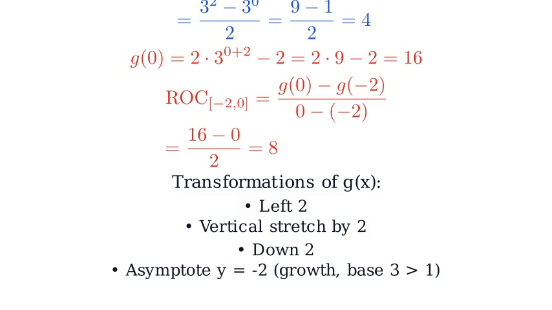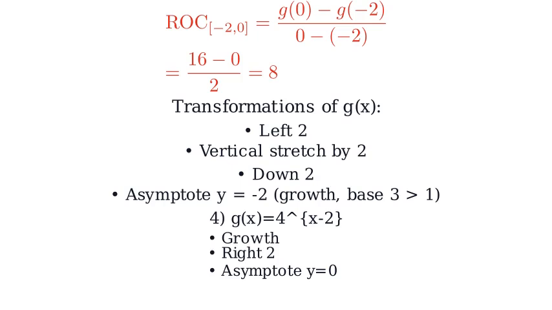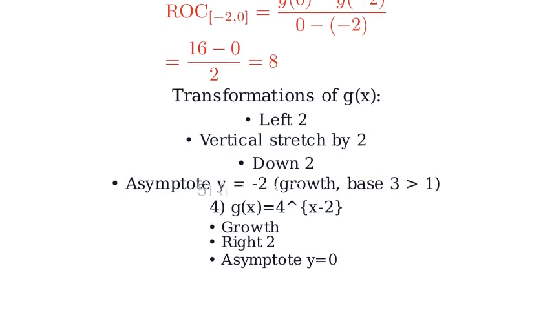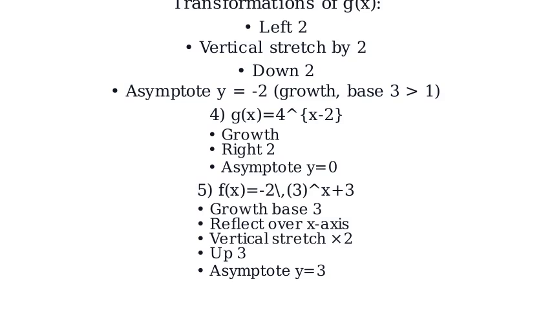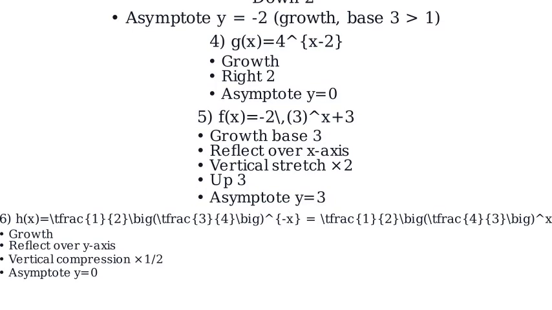Now a quick run through the transformation descriptions for items 4 to 12. For g of x equals 4 to the x minus 2, write 2. 5. Negative 2 times 3 to the x plus 3. Reflect over x-axis, stretch by 2, up 3. 6. 1/2 times 3/4 to the negative x equals 1/2 times 4/3 to the x. Reflect over y-axis and compress by 1/2.